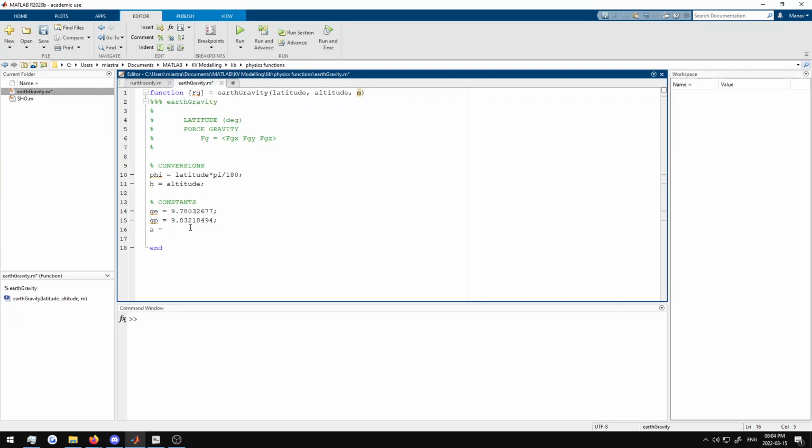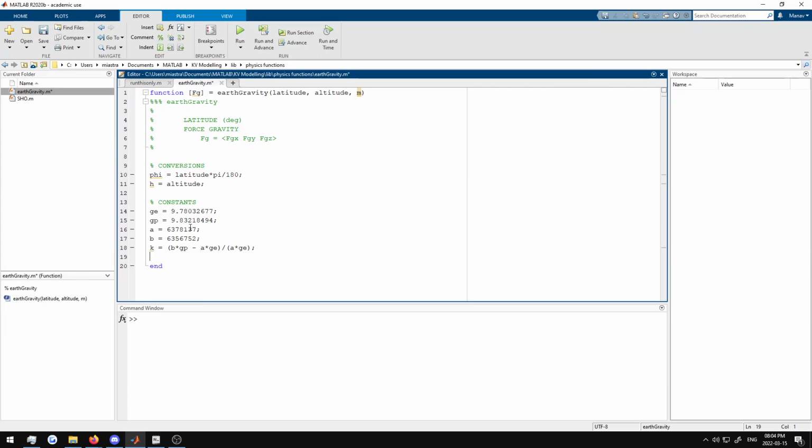Going on, we also have to do the semi-major and semi-minor axes. For the semi-major axis, we have 6,378,137 meters, and for the semi-minor axis, we have 6,356,752 meters. Then we need to calculate a constant k, which is b times gravity at the poles minus a times gravity at the equator, altogether divided by a times gravity at the equator.